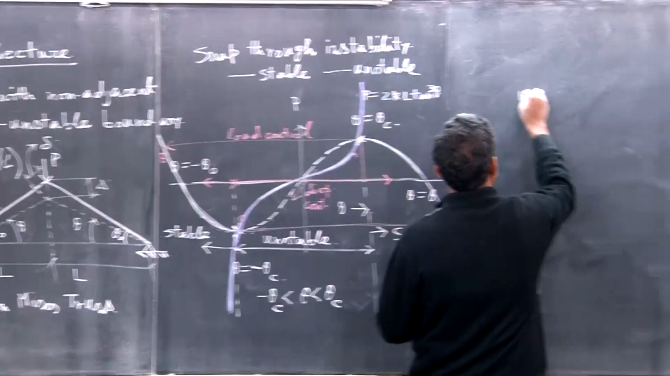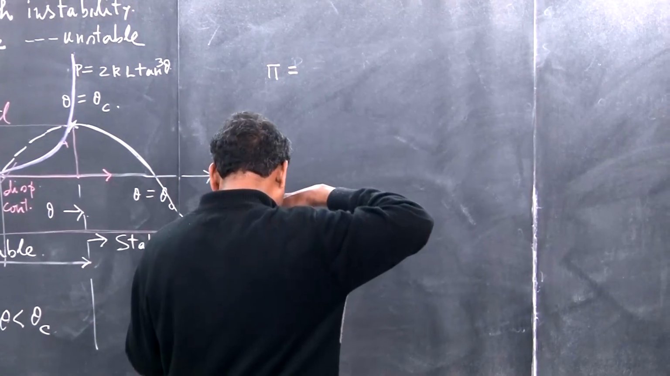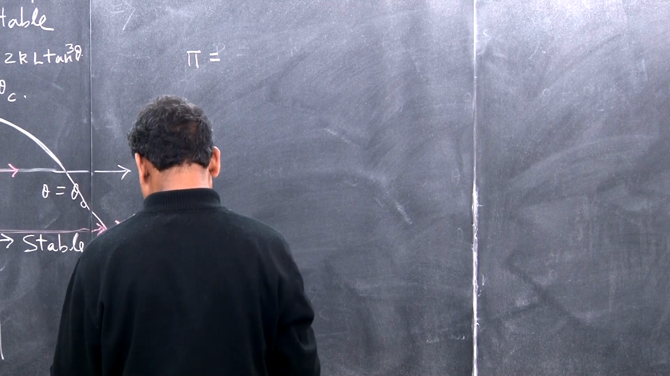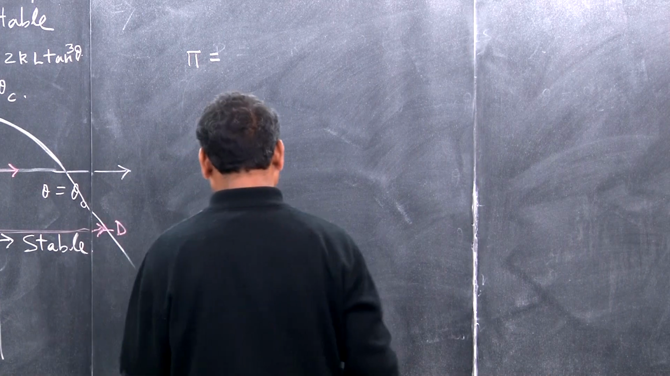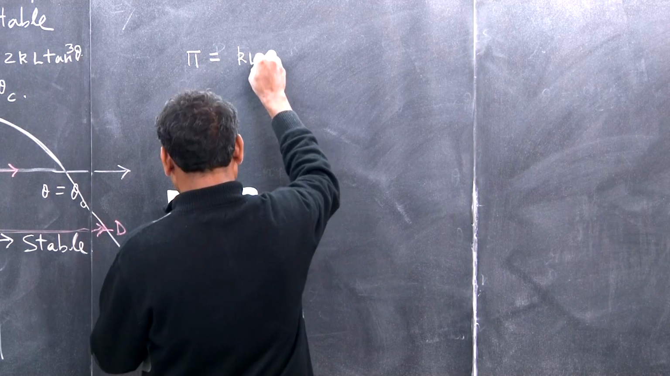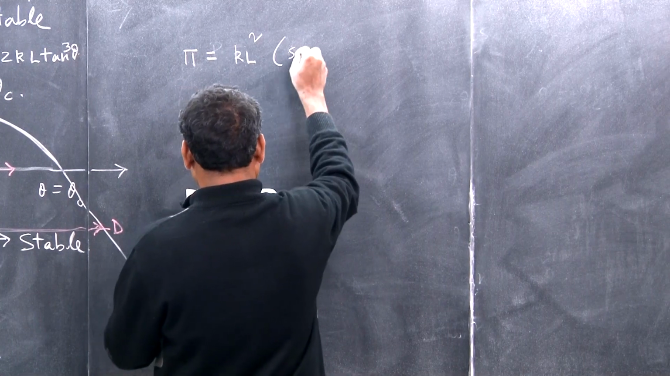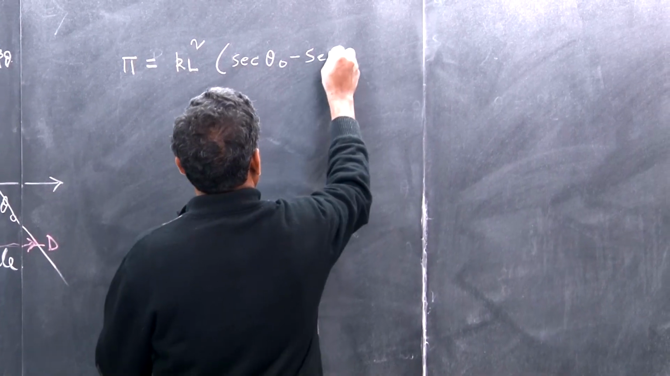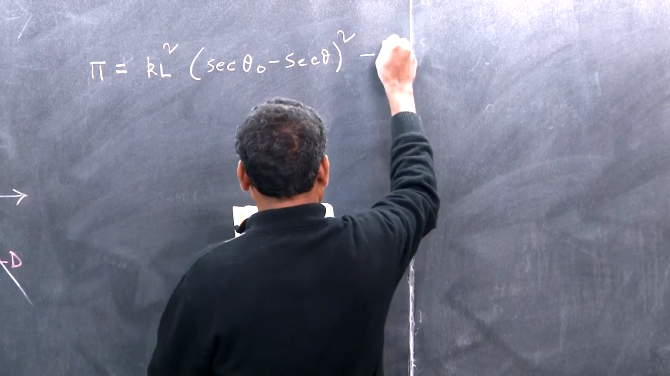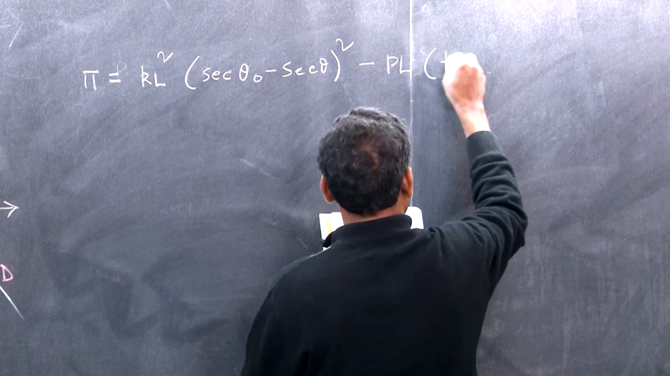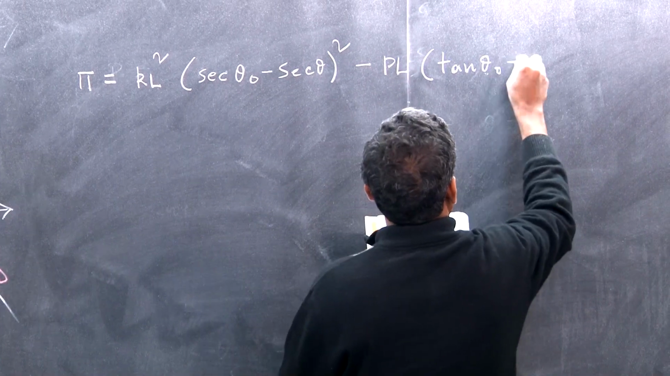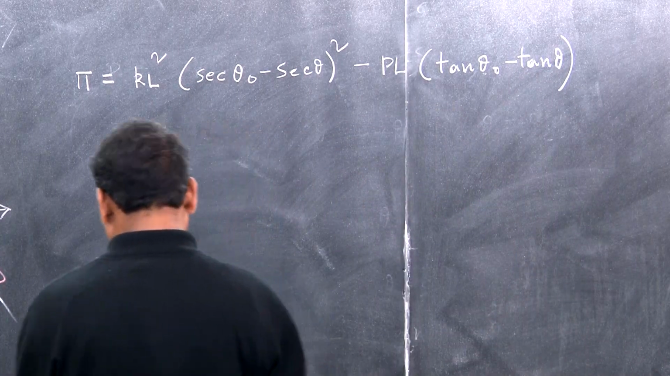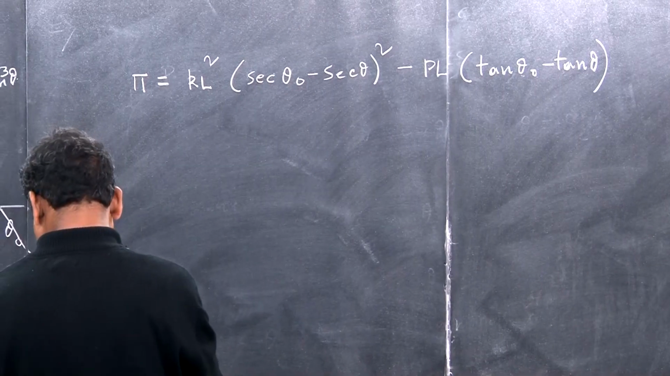So, the potential energy function, if you please recall, the expression for the potential energy functional. The potential energy functional was k L square (sec theta 0 minus sec theta) square minus P L (tan theta 0 minus tan theta). That was the expression for Pi, right, the potential energy function.